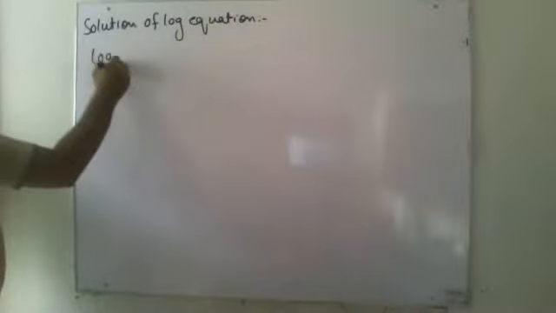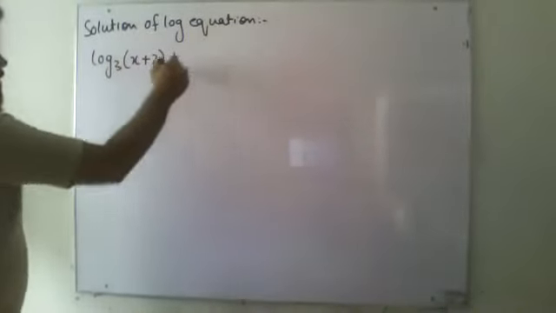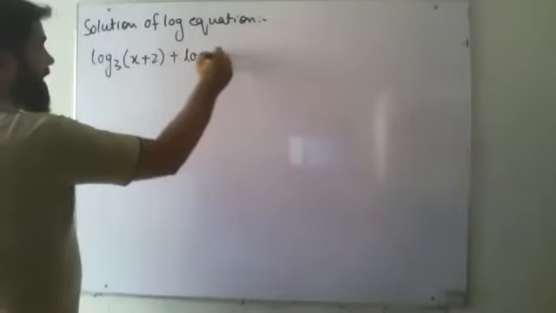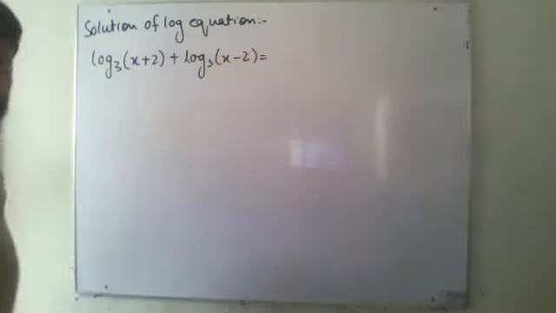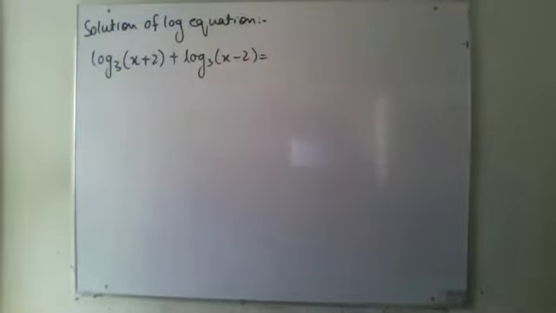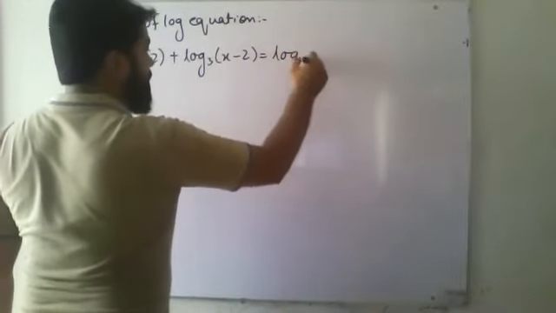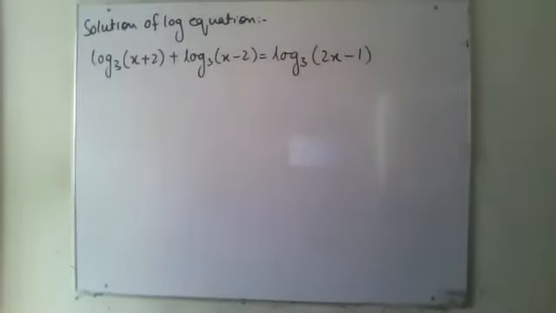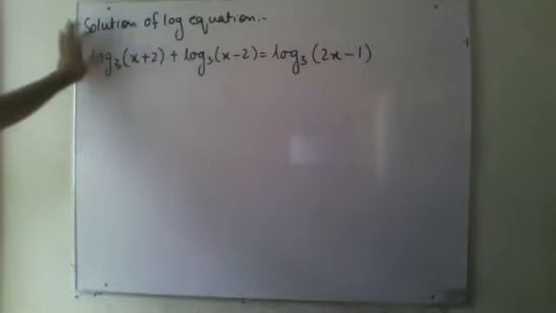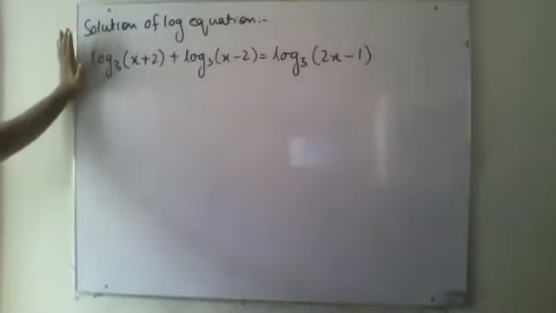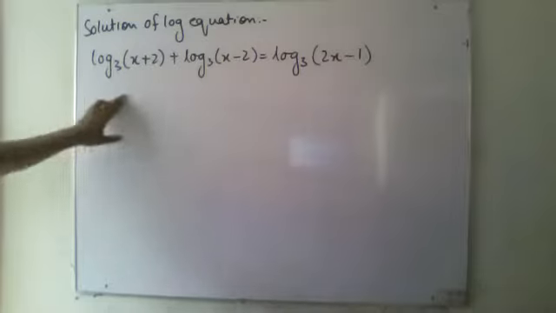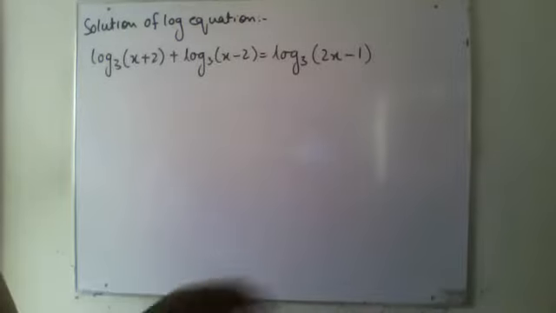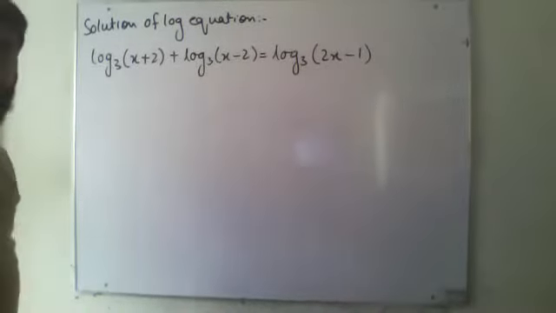log base 3 of (x plus 2) plus log base 3 of (x minus 2) equals log base 3 of (2x minus 1). This is my question, and they are telling us to solve the log equation. It means whatever variable is being used here, I have to get its value, and the variable used here is x. So I have to get the value of x.